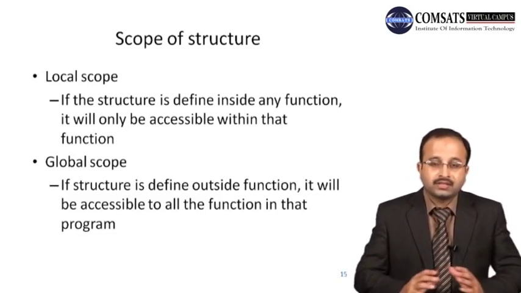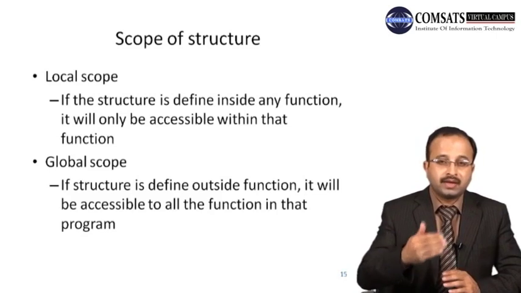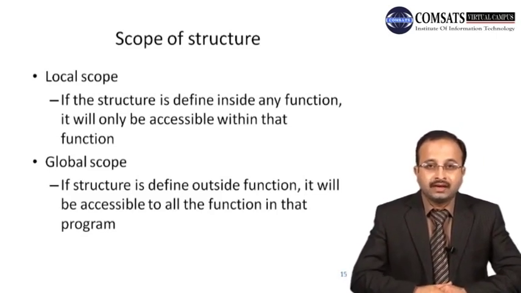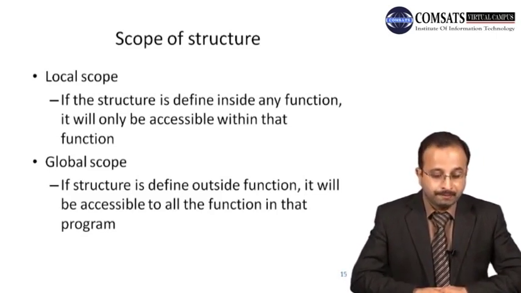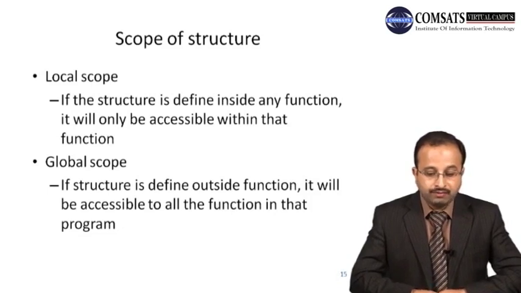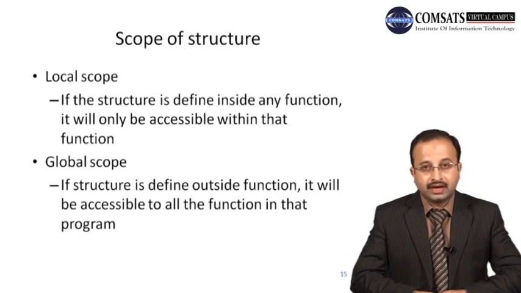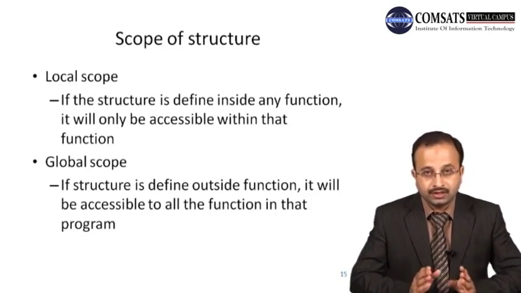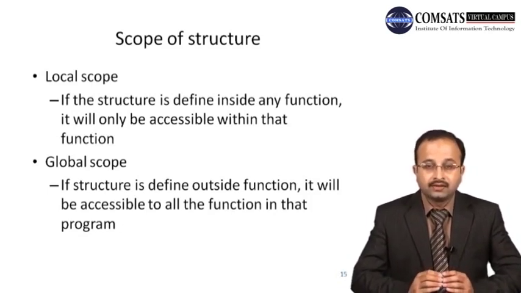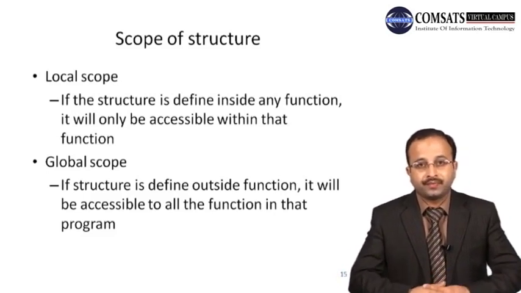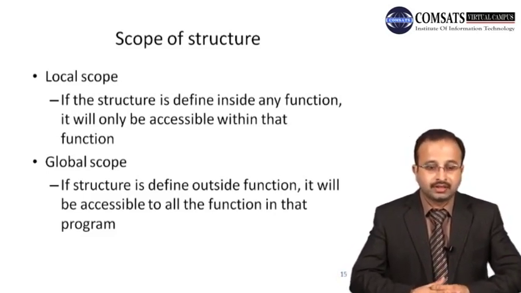Global scope is when you write it outside any function, even before the main function, then that variable is accessible in every function. So local scope: if the structure is defined inside any function, it will only be accessible within that function. If you write the structure definition inside a function, only that function knows about that structure; no other function knows about it.